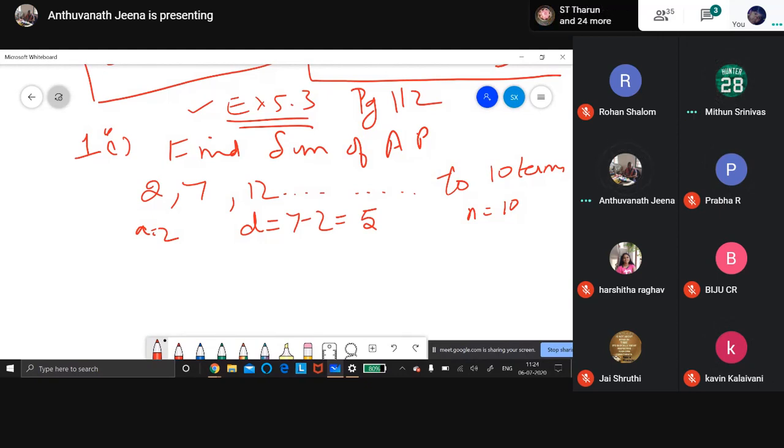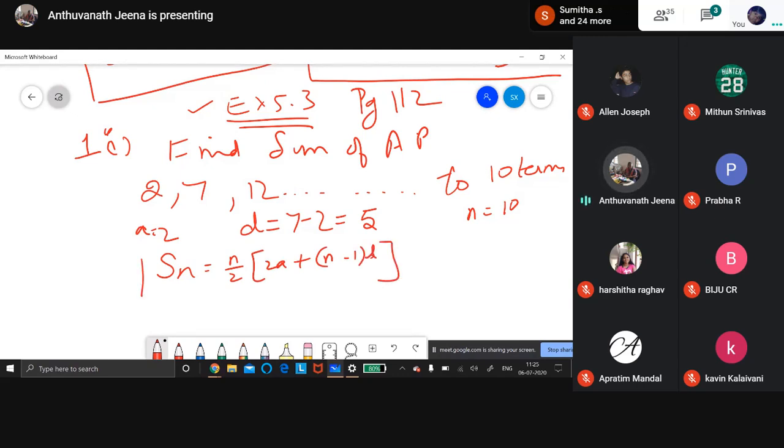Plus 5. Why is it plus 5? Because the AP is increasing. If it is decreasing, it is minus 5. Now go to the formula. Sn is equal to n by 2 into the first formula, 2a plus n minus 1 into d. This is the formula.